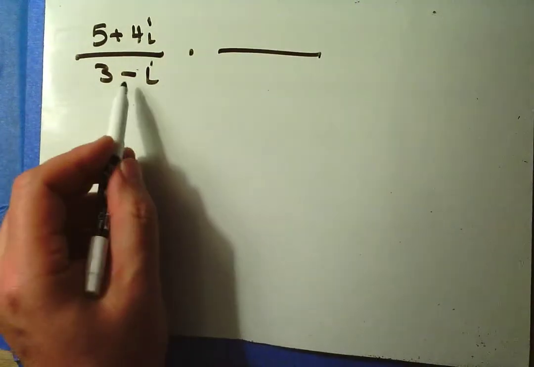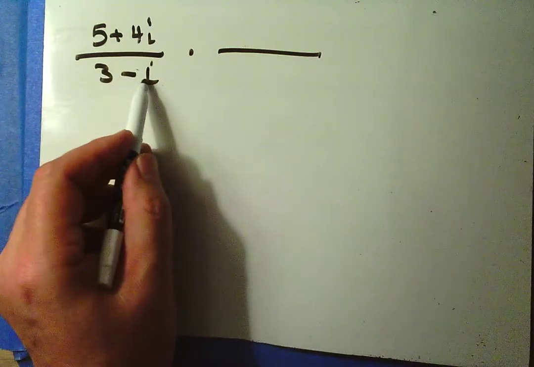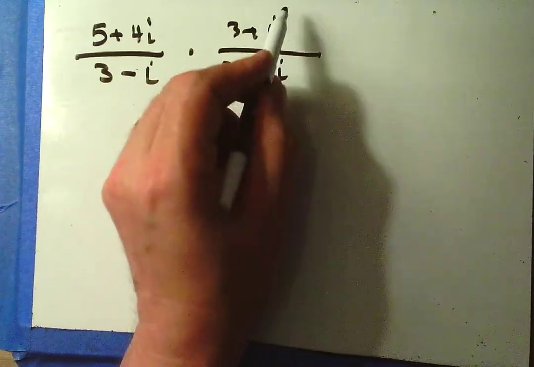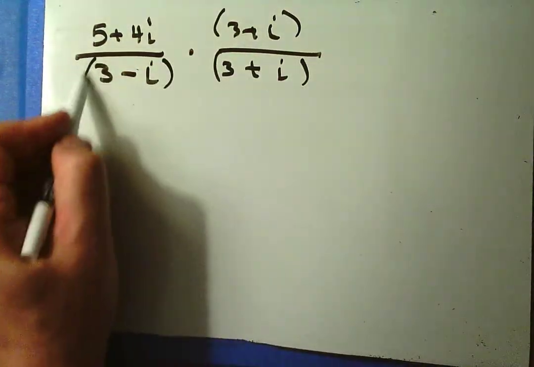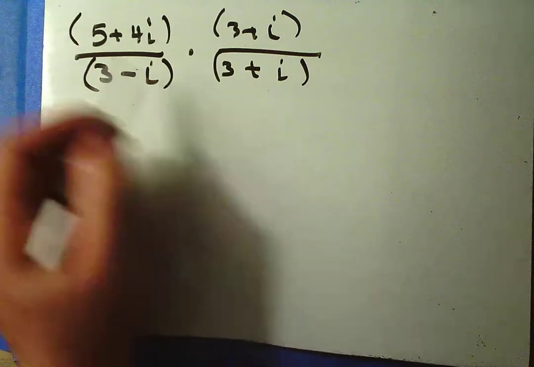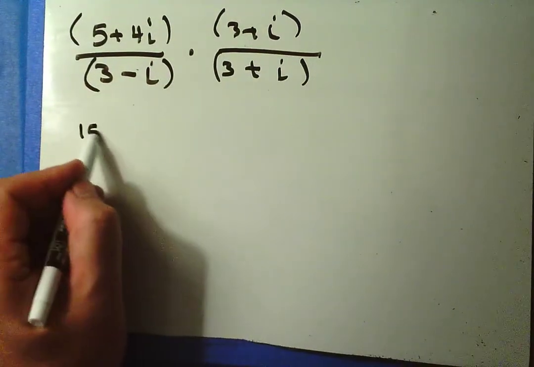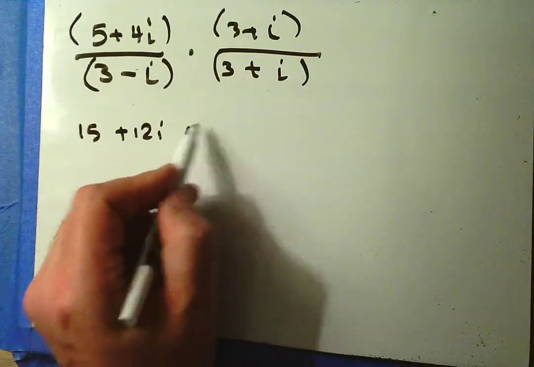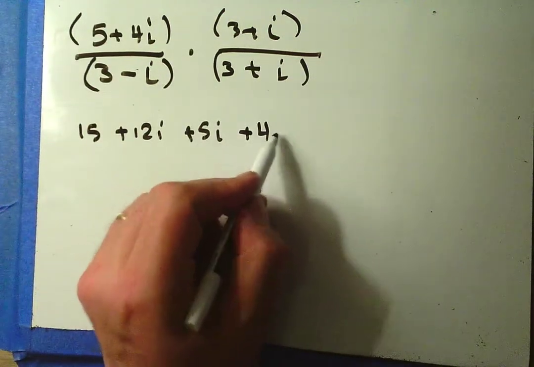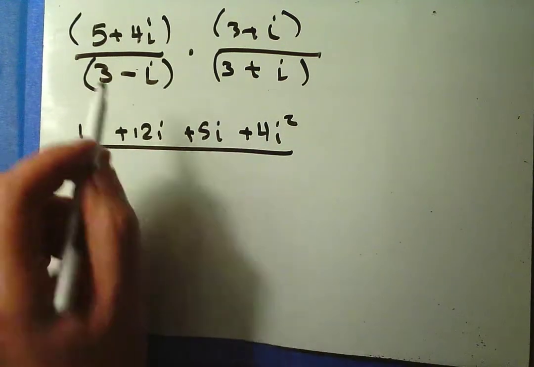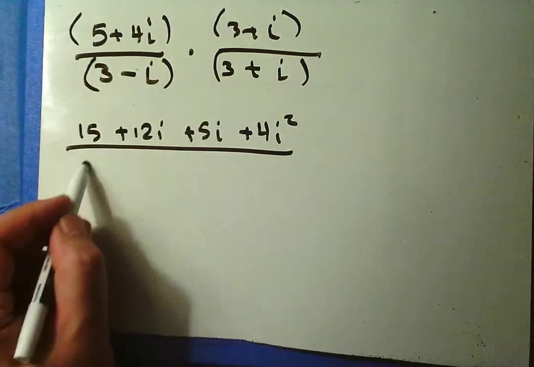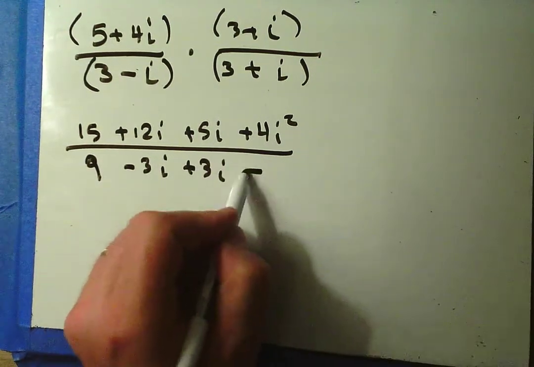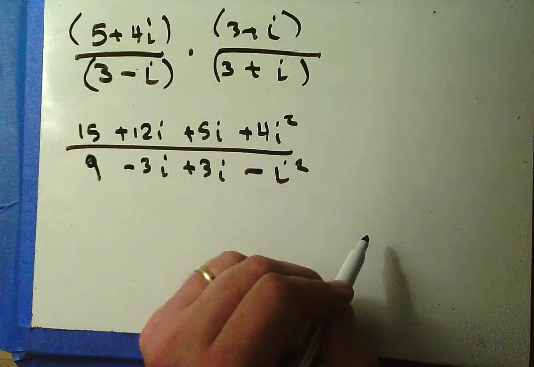Well, my complex conjugate here, because I see 3 minus i, would be 3 plus i. And I need to multiply top and bottom by that. So on top, when I FOIL, I get 15 plus 12i plus 5i plus 4i squared. And on the bottom, when I FOIL, I get 9 minus 3i plus 3i minus i squared.